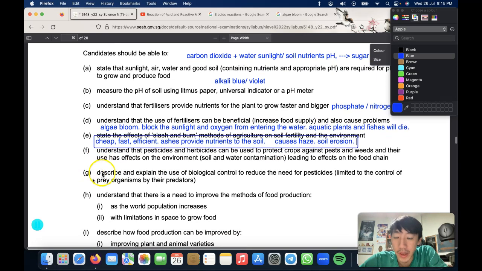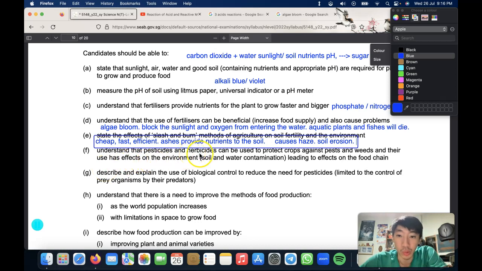Okay, now let's talk about pesticides. What is a pesticide? A pesticide means something that kills a pest. Pests are things like locusts that are going to eat all the crops. So, insects that eat the crops. You don't want that to happen to your crops because you want to protect them.